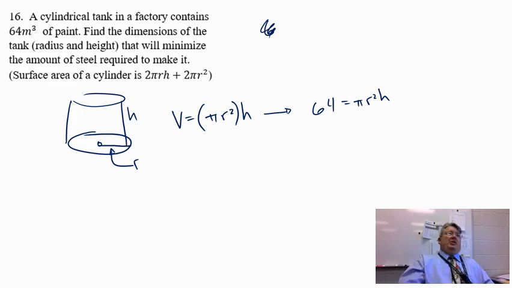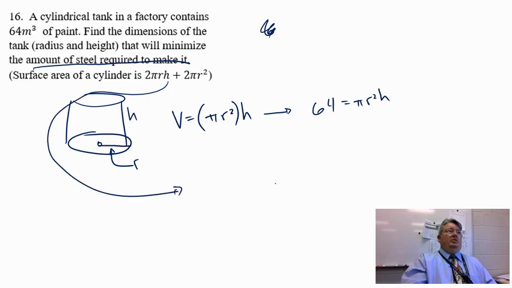Well, wait a second. This is my volume. Minimize the amount of steel. The amount of steel is the surface area. Okay, so if I want to minimize this, the surface area is equal to 2 pi r h plus 2 pi r squared.